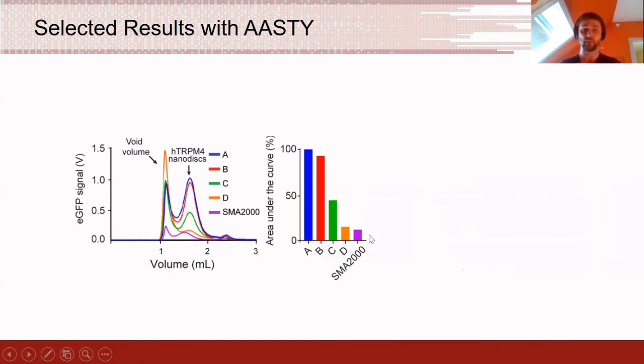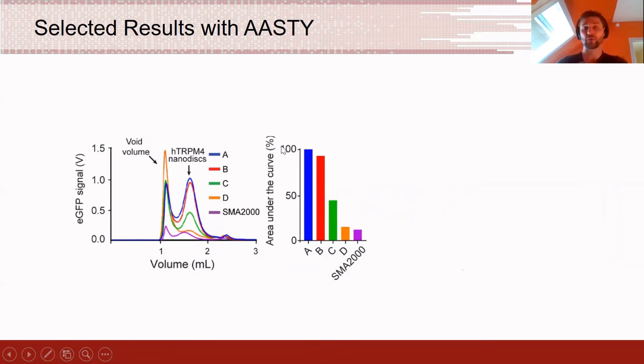However, all of them beat SMA 2000 out of the water. Now, this is not to say that these copolymers will beat SMA 2000 out of the water every single time. We aimed this specifically for mammalian membrane proteins because they are finicky and difficult to work with. And I expect that SMA 2000 works particularly poorly in these cells.